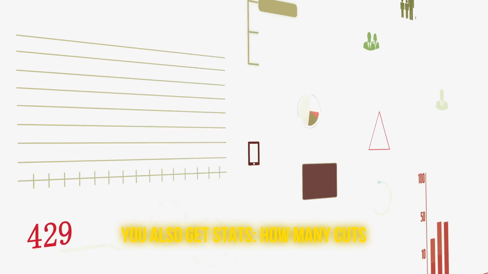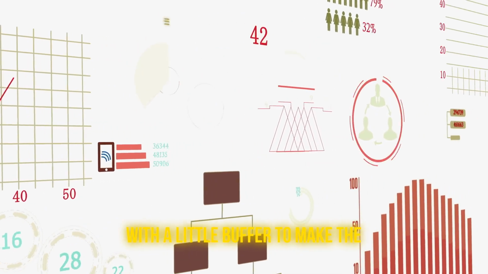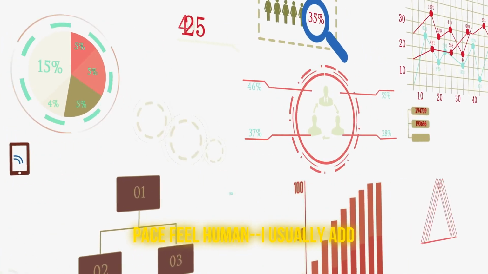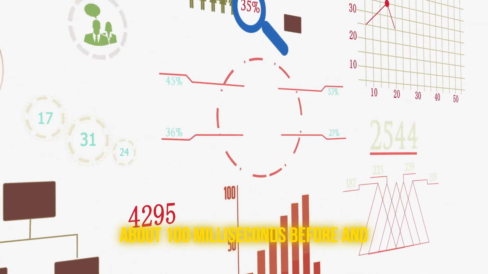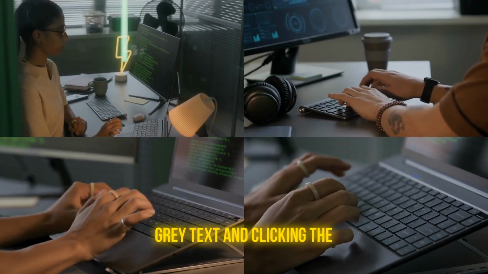You also get stats. How many cuts it made, and how much it shrunk your runtime. You can pad each cut with a little buffer to make the pace feel human. I usually add about 100 milliseconds before and after. And if it over-trimmed, you can uncut sections by selecting the gray text and clicking the scissors.